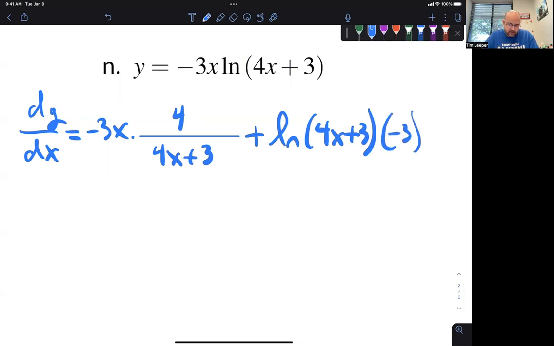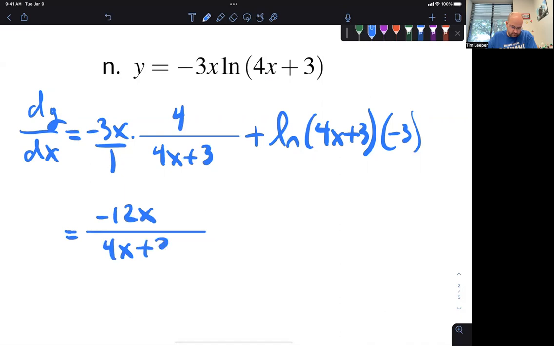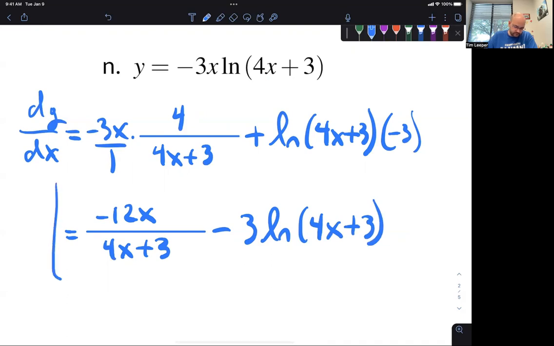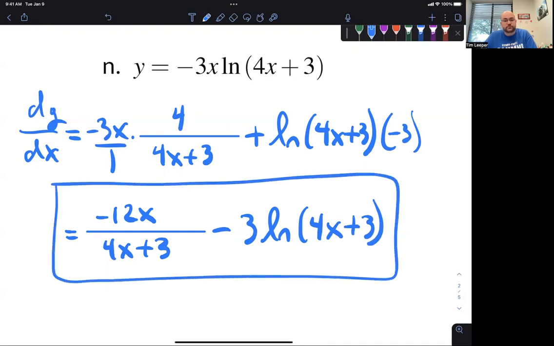Good. Now, notice that this negative 3x over here is actually negative 3x over 1. So I can go ahead and multiply those together, and I'm just going to bring the negative 3 out front, and then that's as far as I'm going to go. That gives me negative 12x divided by 4x plus 3. And then bring the negative 3 out front makes that a minus 3 times the natural log of 4x plus 3. And there we go. That is dy dx here.